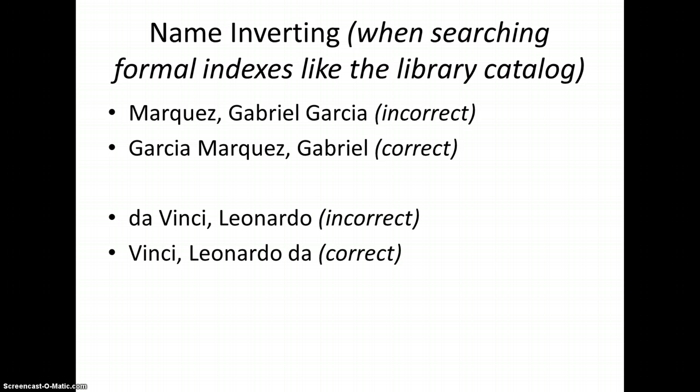Depending on who you search for, how well known they are, and what language or culture their name comes from, you may need to try several different inversions of their name to find the results you need. However, do keep in mind that this is not usually an issue when you're doing general keyword searches. Only when searching a formal index like the author or subject fields in the library catalog.